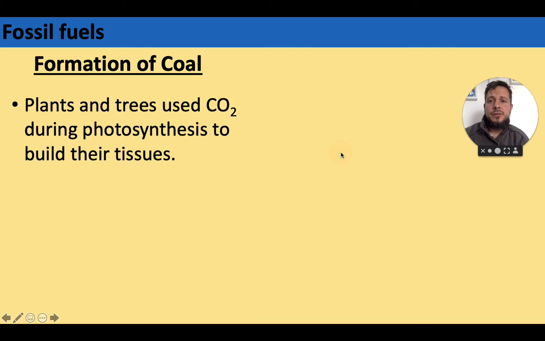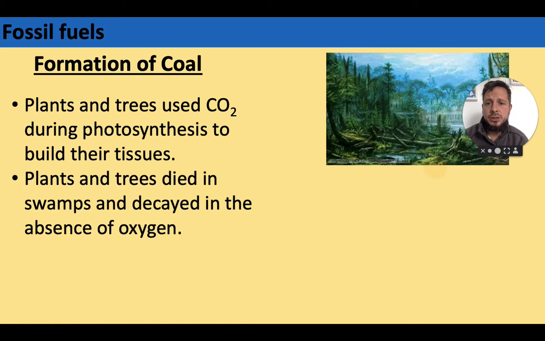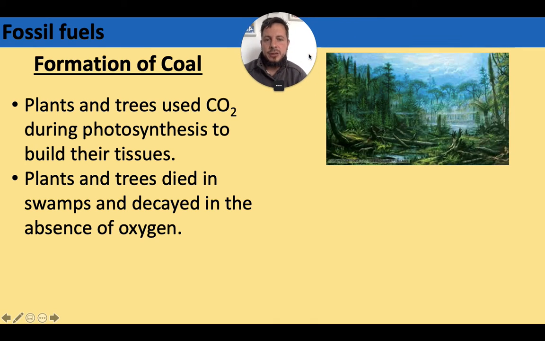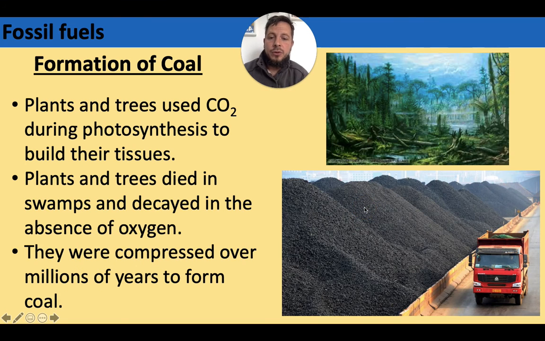So, formation of coal. Plants and trees use carbon dioxide during photosynthesis to build their tissues. And when they die, if they died in swamps and decayed in the absence of oxygen, they can form coal. So we've got lots of coal fields near us. There would have been swamps in the local area looking a little bit like this a few hundred million years ago. The trees will have decayed in the absence of oxygen, and they would have formed coal. So this is another example of carbon dioxide being locked away in the form of carbon into sedimentary rocks.